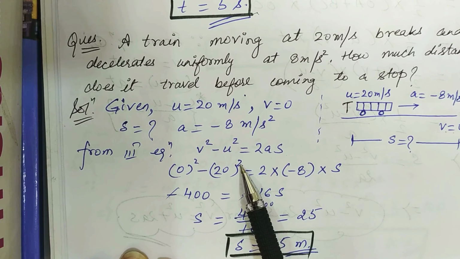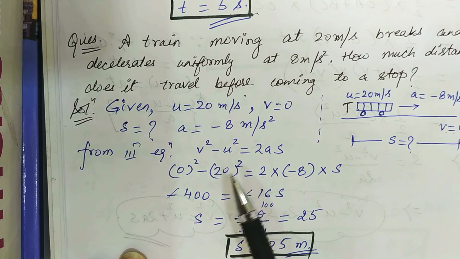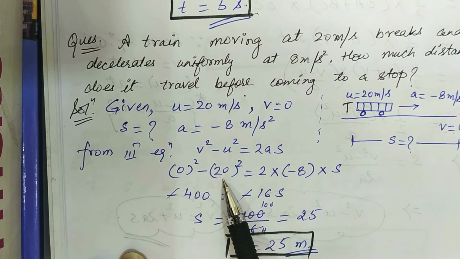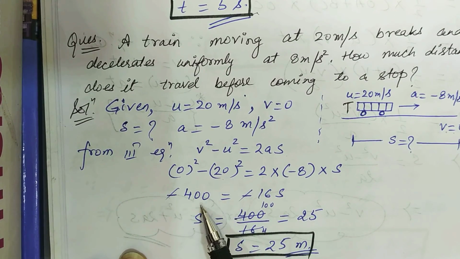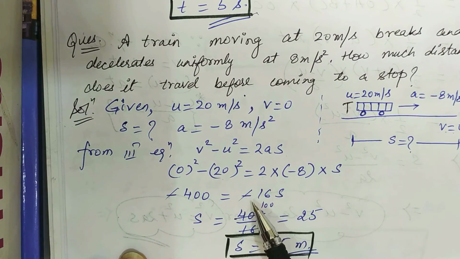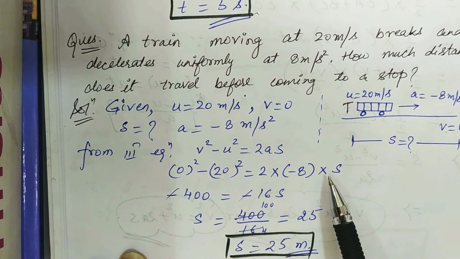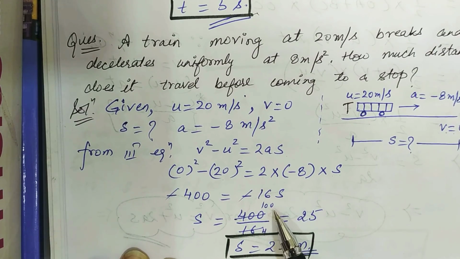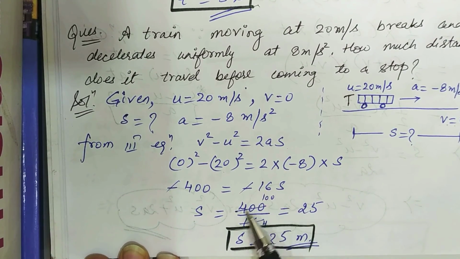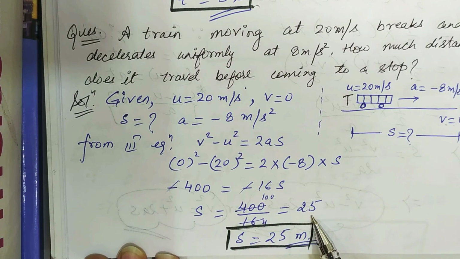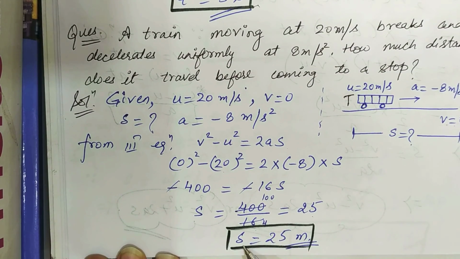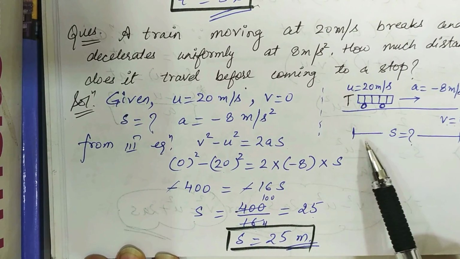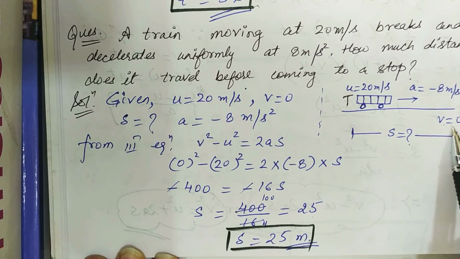20 square comes out to be 400. So 0 minus 400 will be minus 400. 2 into minus 8, that is minus 16 into s. Cancelling the negative sign both the sides, s comes out to be 400 by 16. On solving, we get that as 25, and hence the distance traveled is 25 meters. So the train covers 25 meters before coming to stop.